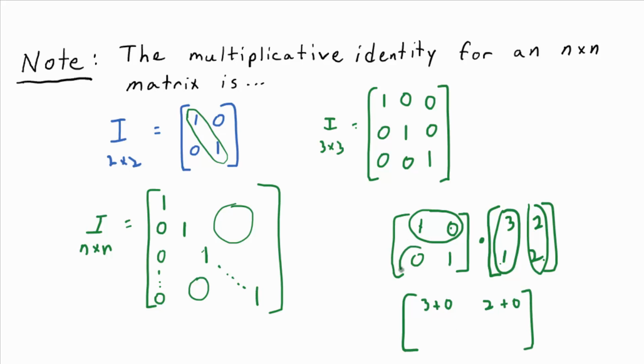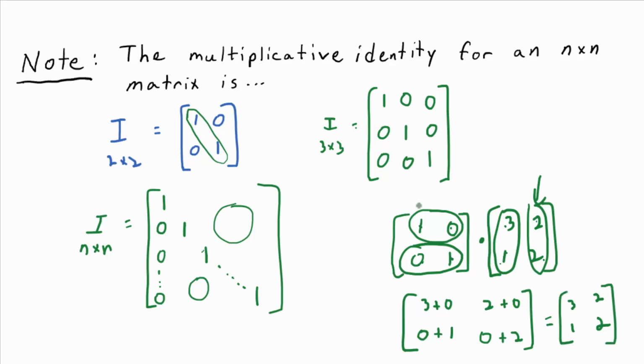And then to get the bottom row in the product, go to the bottom row of the first matrix and start over with the columns. 0 times 3, 1 times 1, will get you the 1. And then go to the next column, 0 times 2, plus 1 times 2. And you do get the matrix 3, 2, 1, 2, just like we wanted to get.